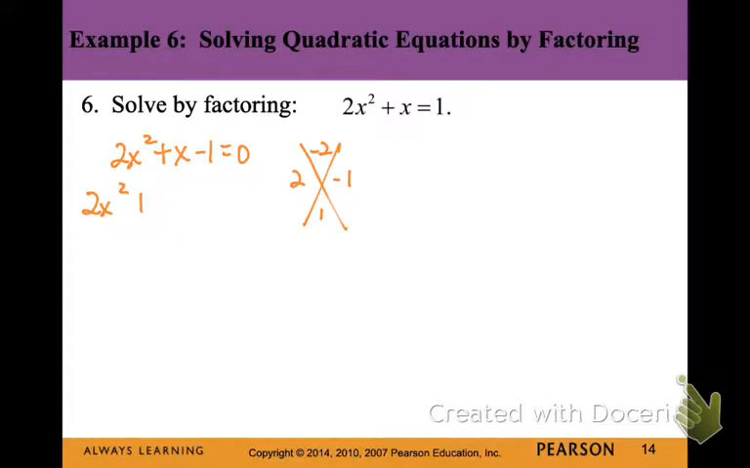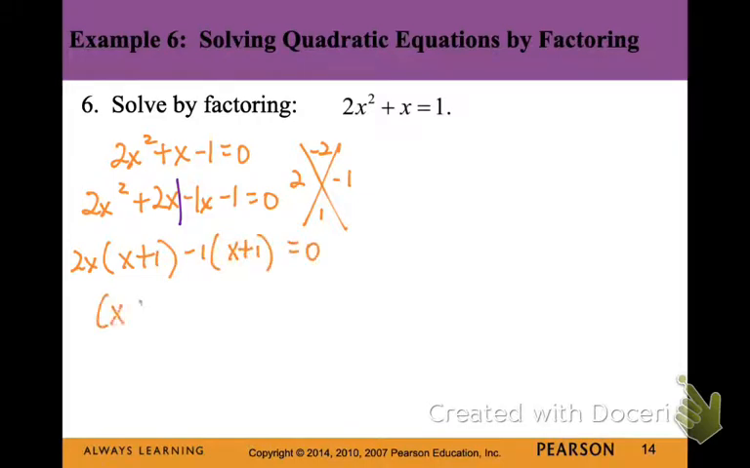So I'm going to rewrite the middle term using my numbers 2 and -1. Now I'm going to group the first 2 terms together and factor out the greatest common factor from my first two terms, which is 2x, and then my second 2 terms, which is -1. Now I factor out that common expression of x plus 1, and I put what's left in my second expression.